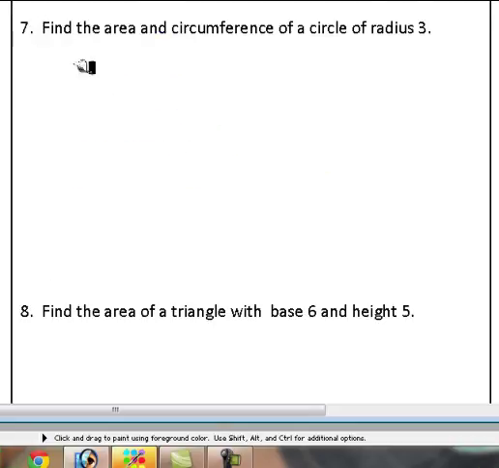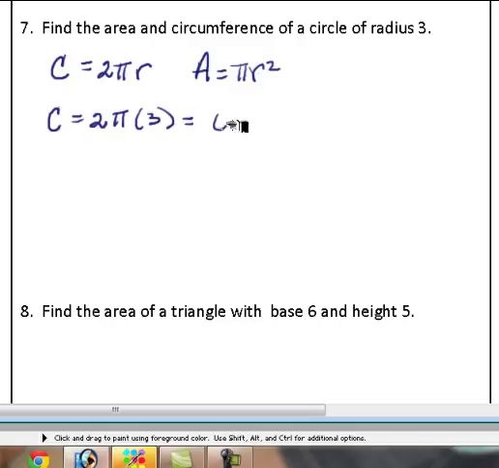In number 7, we want to find the area and circumference of a circle of radius 3. So we just have to remember the two formulas. The circumference is equal to 2 pi r, and the area is equal to pi r squared. All right, so the circumference is equal to 2 pi times the radius. That is 6 pi. And the area is equal to pi times r squared, 3 squared, or 9 pi. That's it.